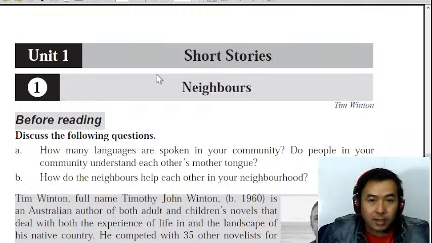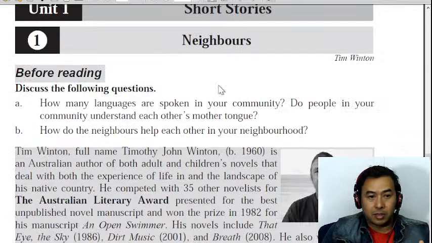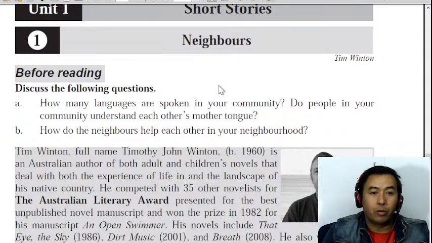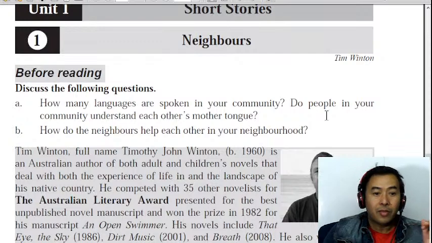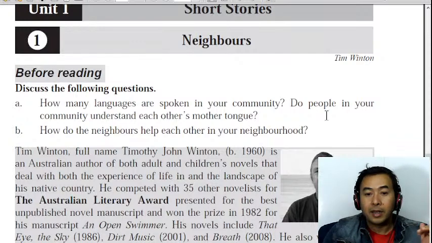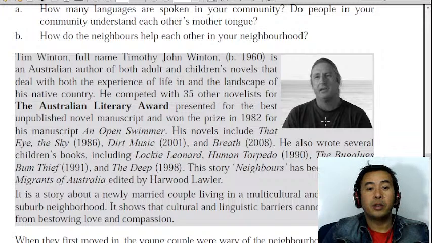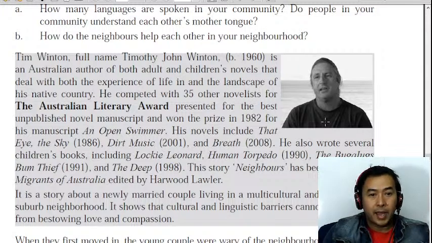Okay, let's go with the about the author. Who the author is, who has written the short story Neighbours. Tim Winton, full name Timothy John Winton, was born in 1960, is an Australian author of both adult and children's novels that deal with both the experience of life in and the landscape of the native country. He competed with 35 other novelists for the Australian Literary Award, presented for the best unpublished novel manuscript, and won the prize in 1982 for his manuscript, An Open Swimmer.